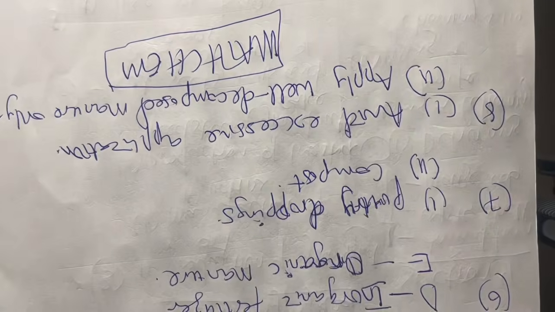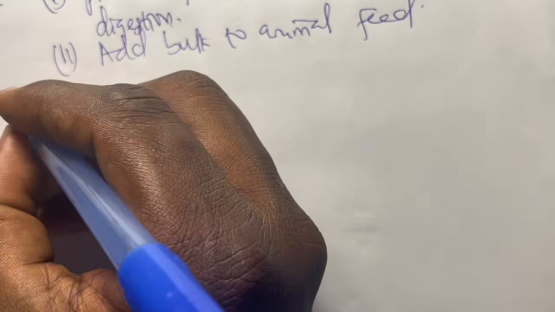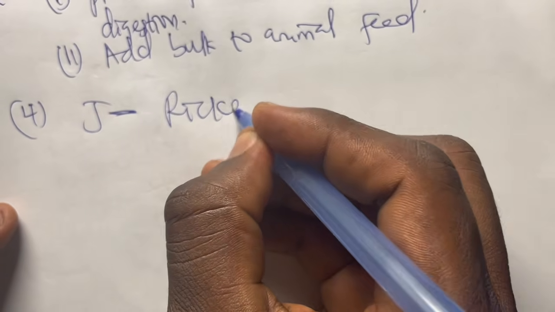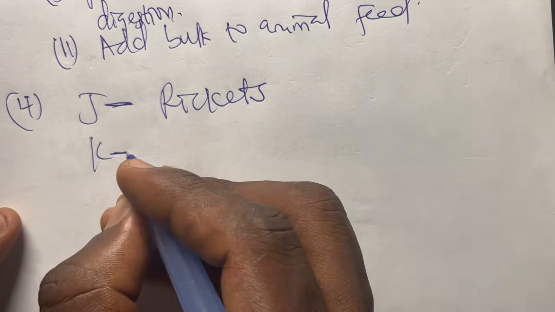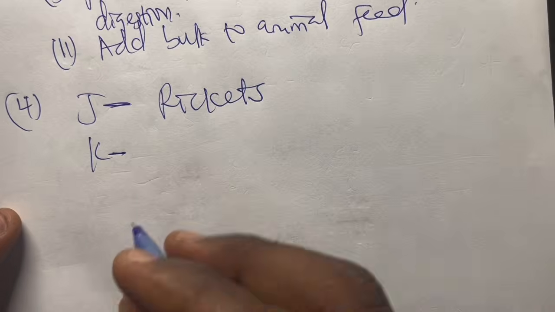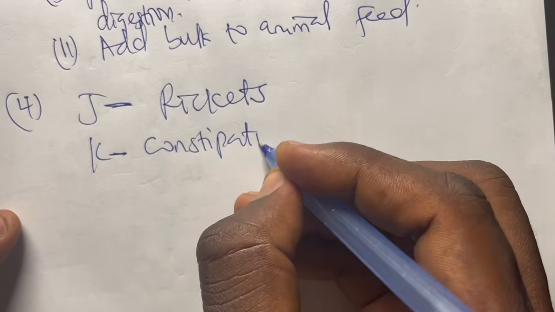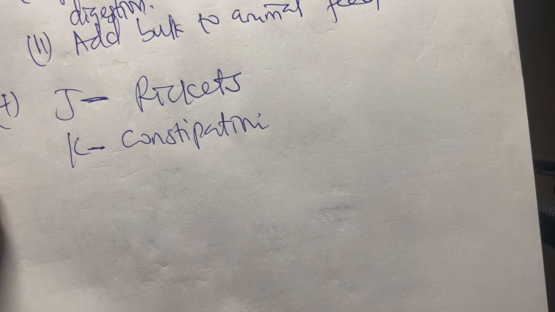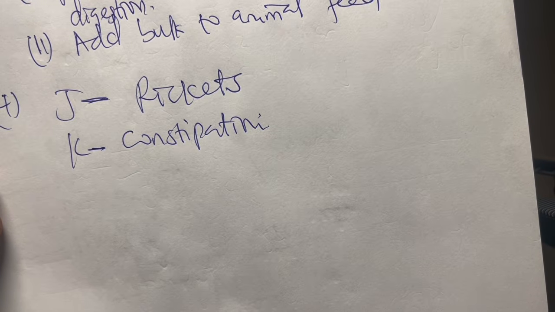Is that not number 4? Let me check. That should be my number 4. Yes. So for specimen J now, the disease it is going to cause is rickets. Many of you are familiar with this disease, rickets. And then for specimen K, the inadequacy of it is going to lead to constipation. This constipation will happen due to inadequate fiber. You understand? Due to inadequate fiber, it leads to constipation.